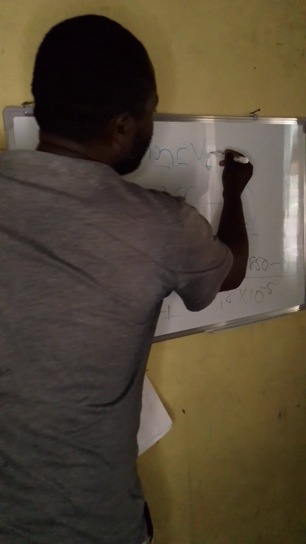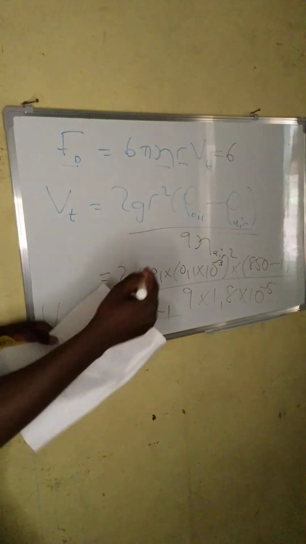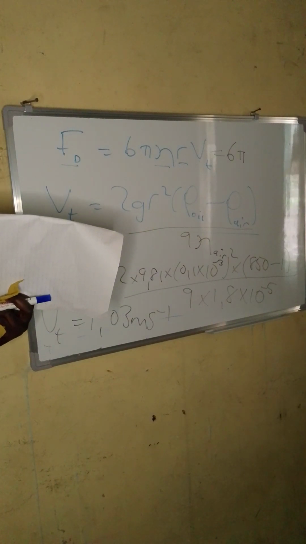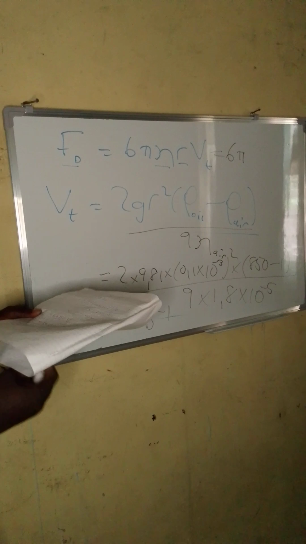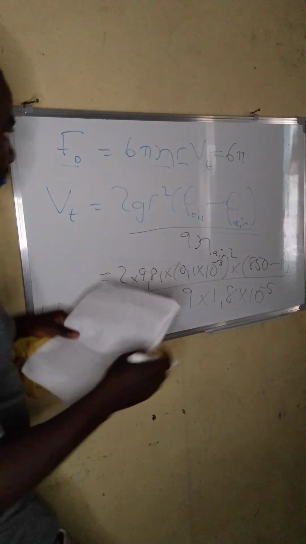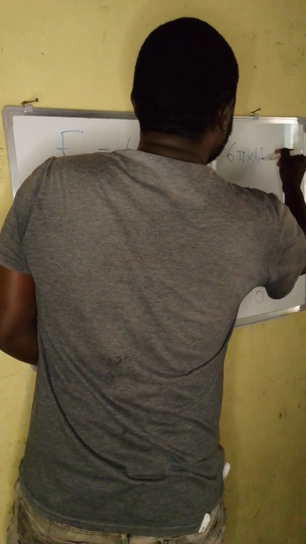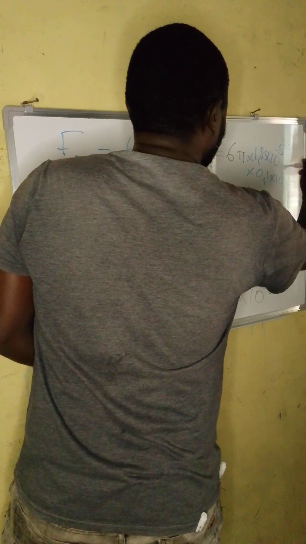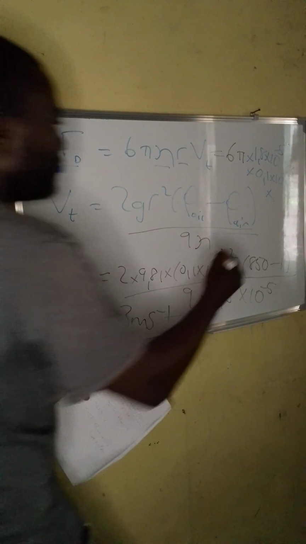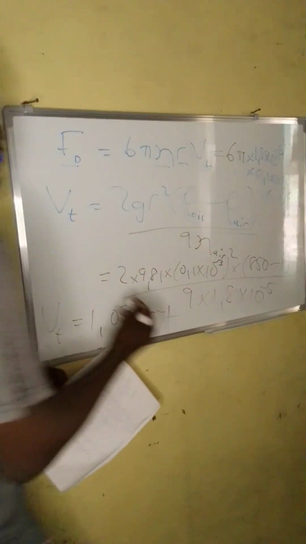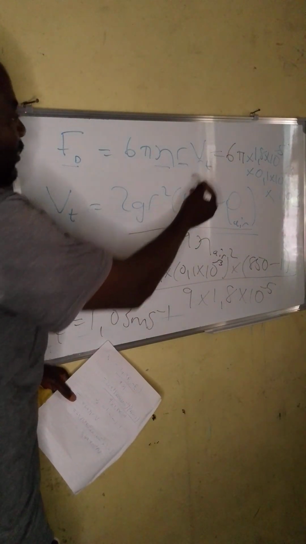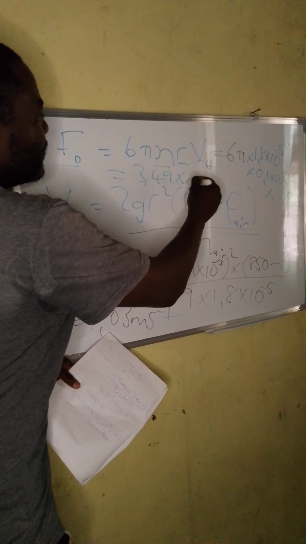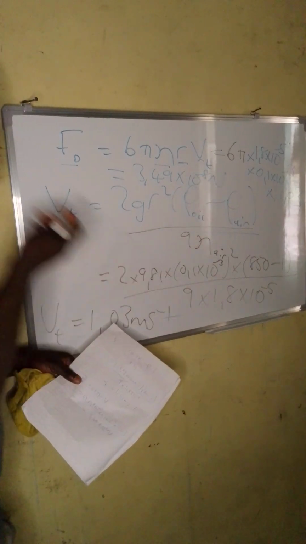Then I substitute: 6 pi times eta, which is 1.8 times 10 to the power minus 5, times radius, which is 0.1 times 10 to the power minus 3, times terminal velocity of 1.03. If you substitute, you should get your viscous drag force as 3.49 times 10 to the power minus 8 newtons.